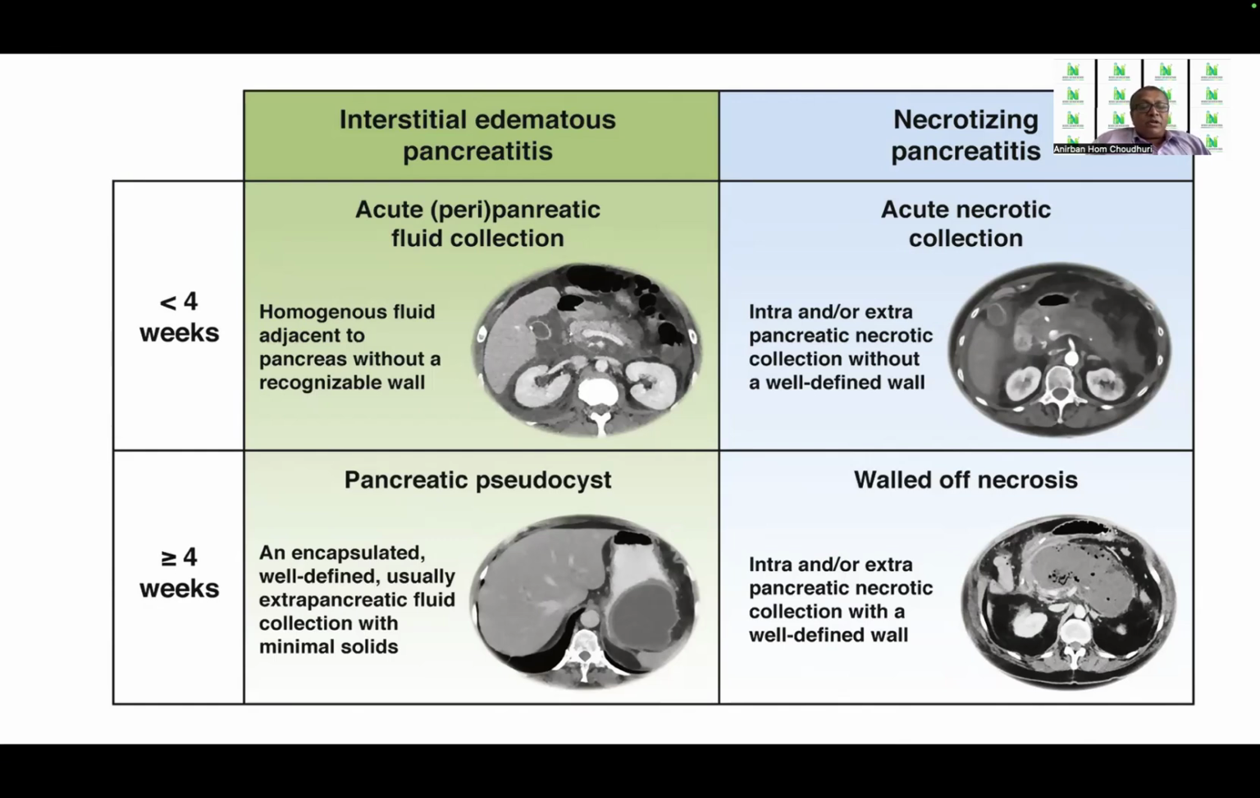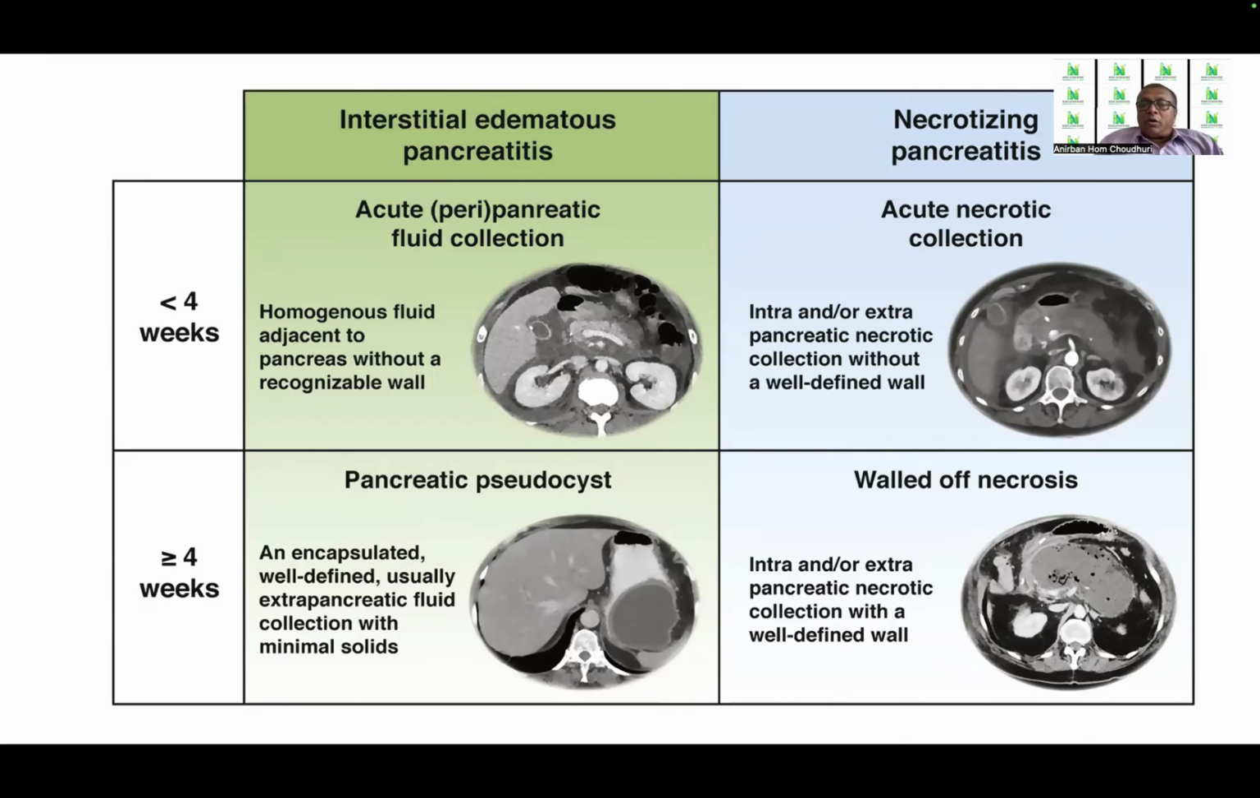After 4 weeks, the acute peripancreatic fluid collection progresses to a condition of pancreatic pseudocyst, where there is an encapsulated, well-defined extrapancreatic fluid collection with minimal solids. On the contrary, in acute necrotizing pancreatitis, there is collection both within and outside the pancreas. So there are both intra and extrapancreatic necrotic collections, and this progresses after 4 weeks into walled off necrosis, or WON, with a formation of a well-defined wall.